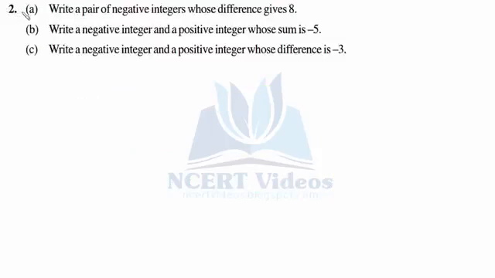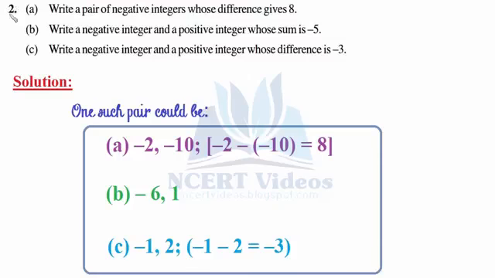Second, A. Write a pair of negative integers whose difference gives 8. B. Write a negative integer and a positive integer whose sum is -5. C. Write a negative integer and a positive integer whose difference is -3. So the solution is, number first, write a pair of negative integers whose difference gives 8.